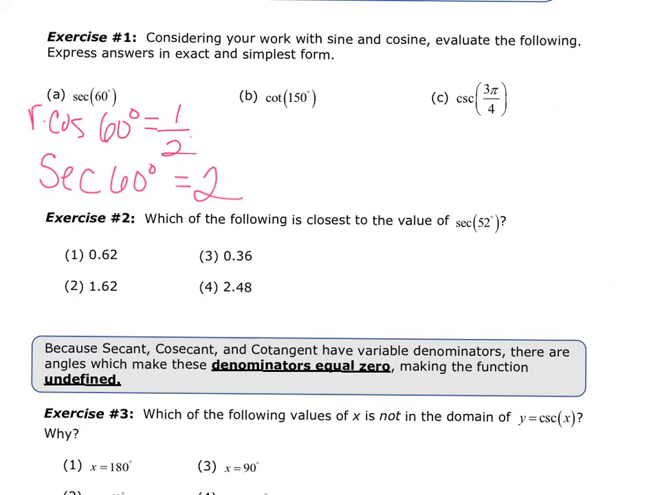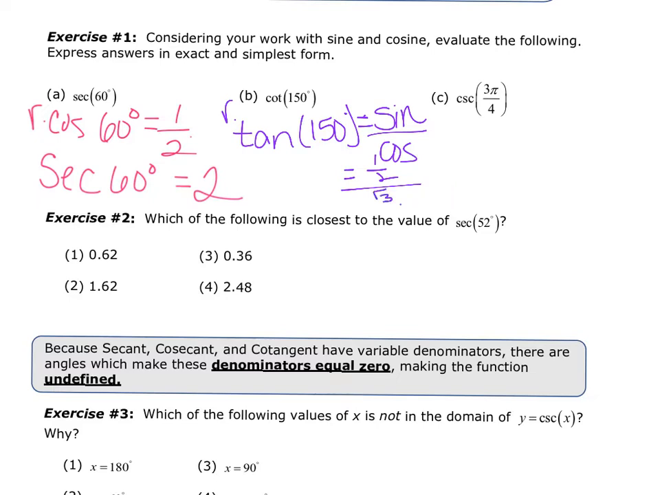All right, so now we have to find the cotangent of 150 degrees. Well, the cotangent is the reciprocal of the tangent of 150 degrees, okay? As a little reminder from our last lesson, tangent is sine over the cosine, okay? So 150 degrees is a 30-degree angle. So the sine or the y value is 1/2. The cosine or the x value is the square root of 3 over 2.